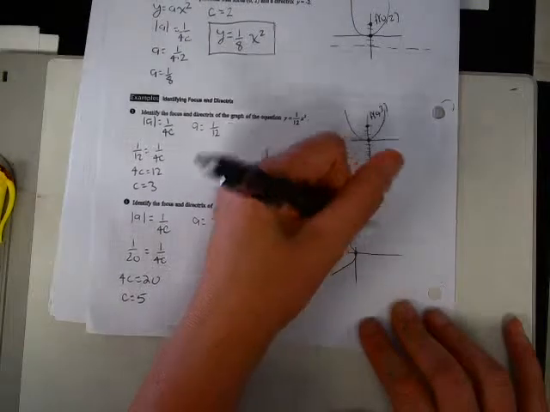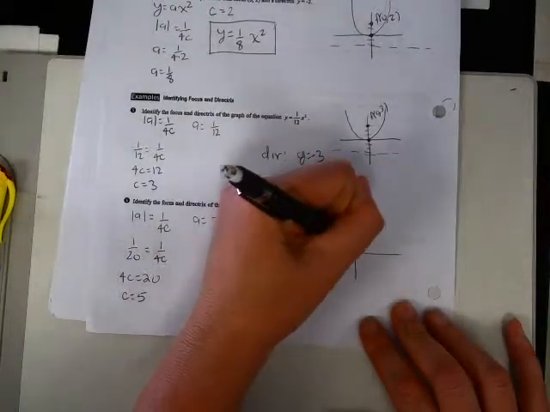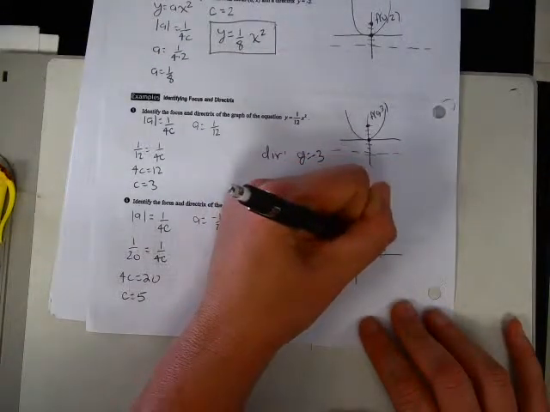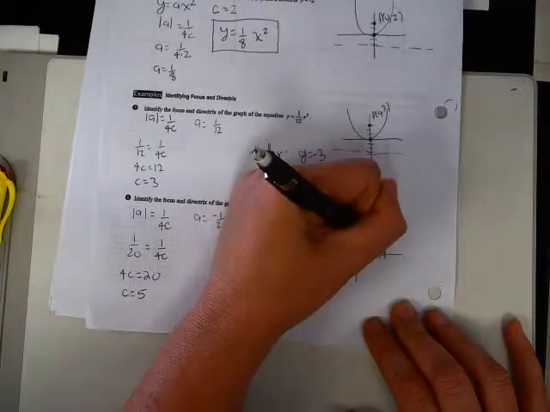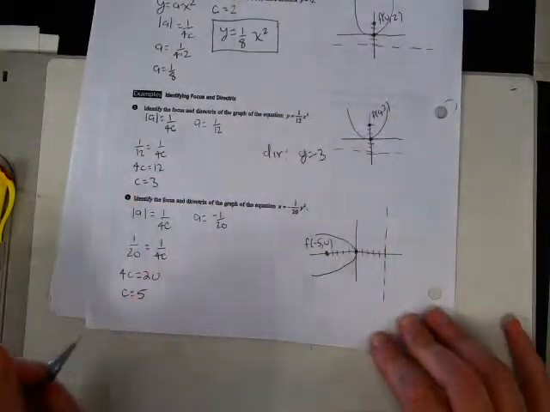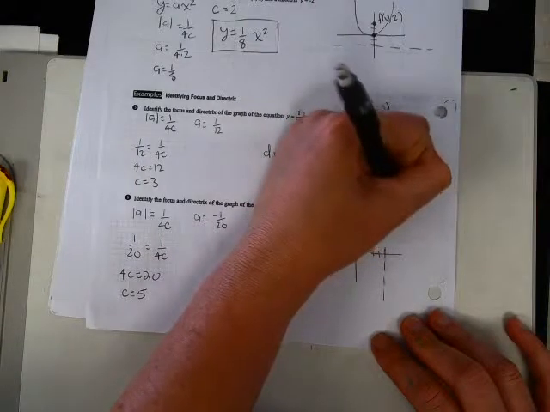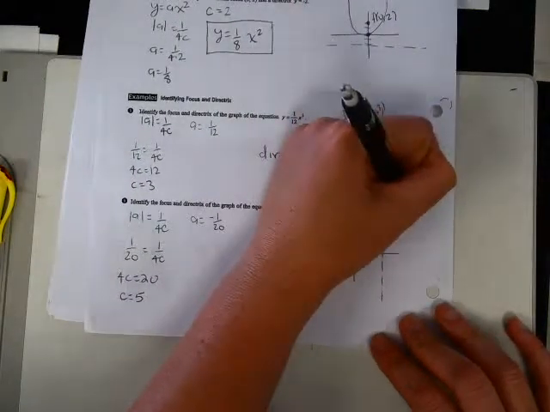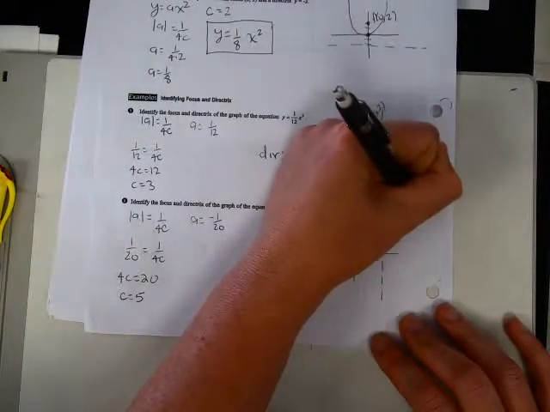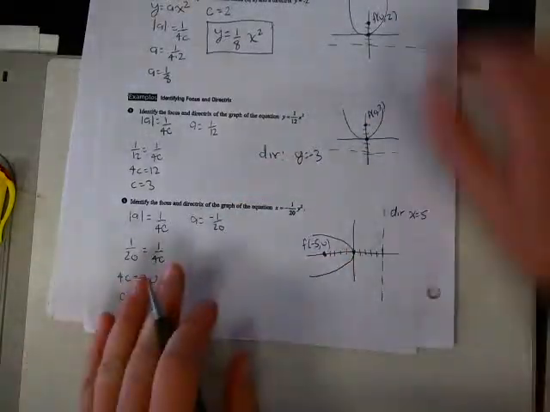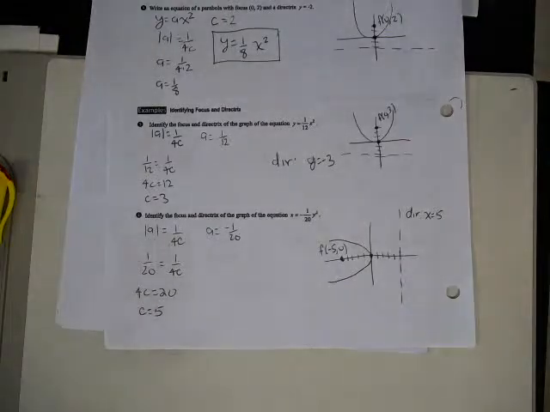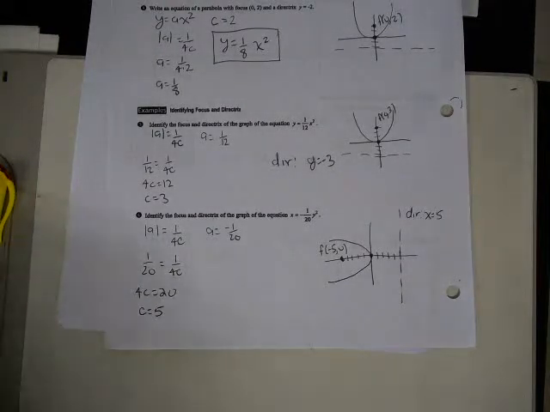And my directrix is 5 units away from the vertex. 1, 2, 3, 4, 5. Okay. So the equation of this directrix is x equals 5. And that will complete the notes for section 10.2, part 1.